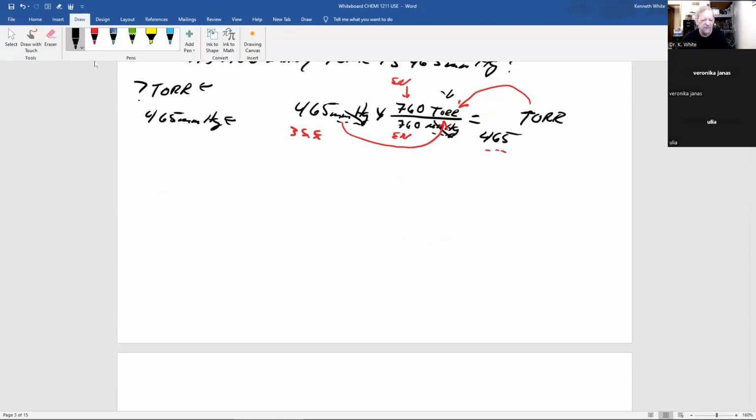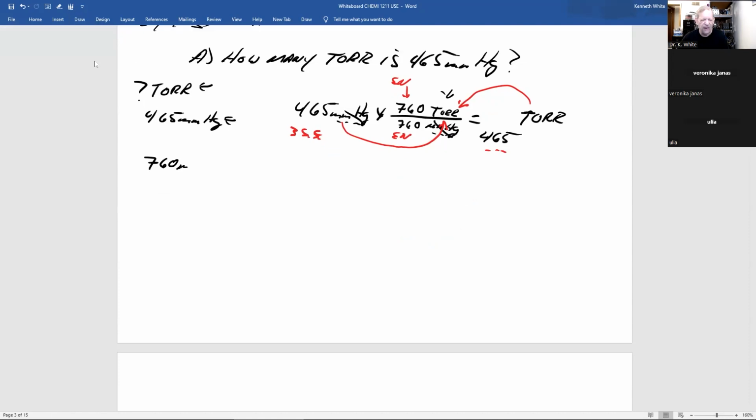And remember, how did we do this? 760 millimeters of mercury equals 760 torr equals 1 atmosphere, ATM. And these are all exact numbers. This is a definition. By definition, this has been set up. All right, let's do another one.